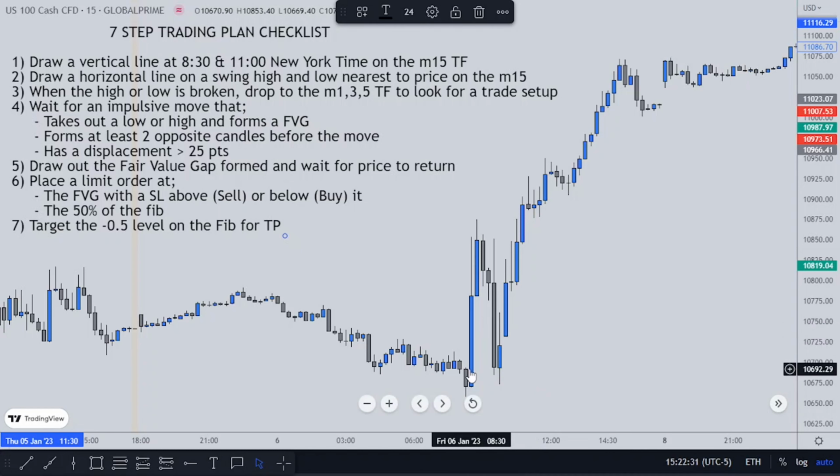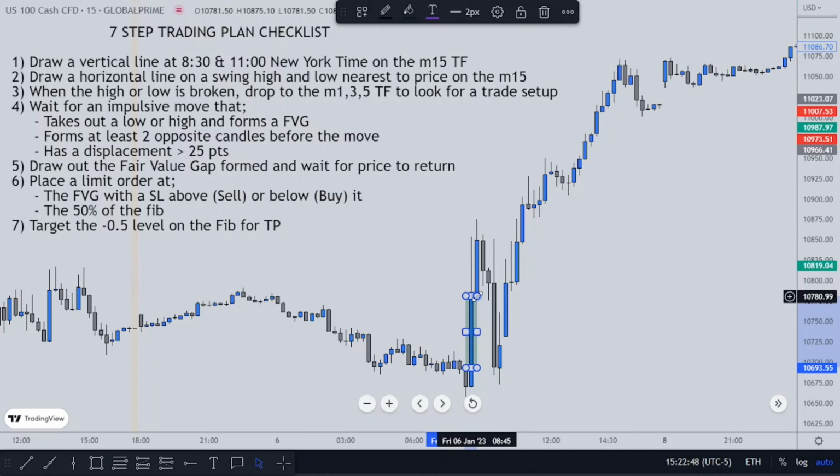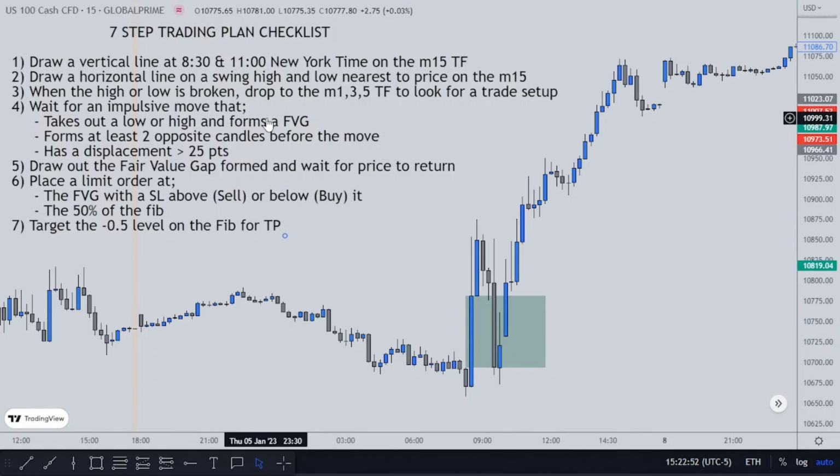So what is a fair value gap? Where we have 3 consecutive candles, you can see this is candle 1, candle 2, and candle 3. The high of candle 1 did not meet with the low of candle 3. And when that happens, a fair value gap is formed, and we draw that from the high of candle 1 to the low of candle 3, and we draw that out in time just like one of our rules here says. So we draw it and we wait for price to get back into that fair value gap.